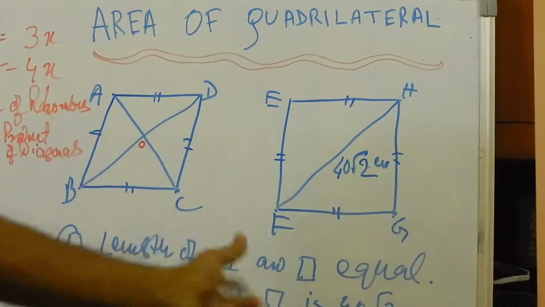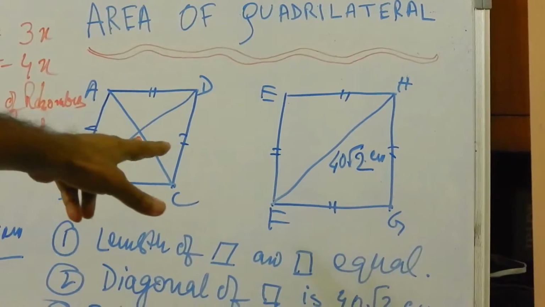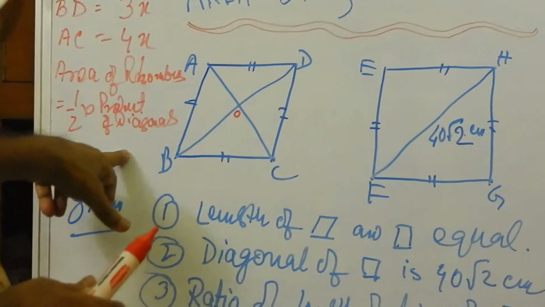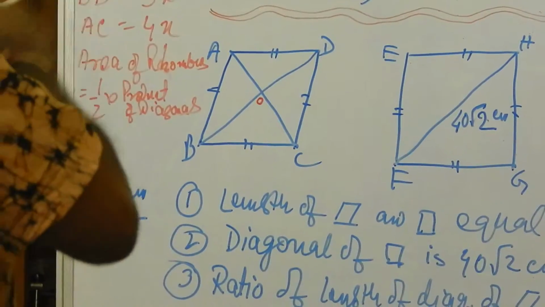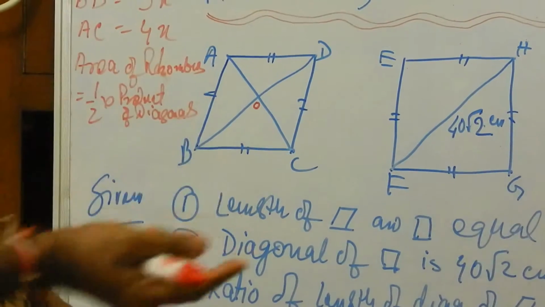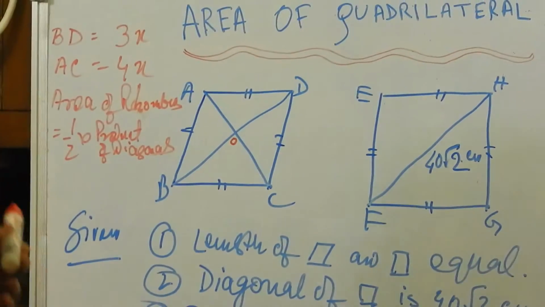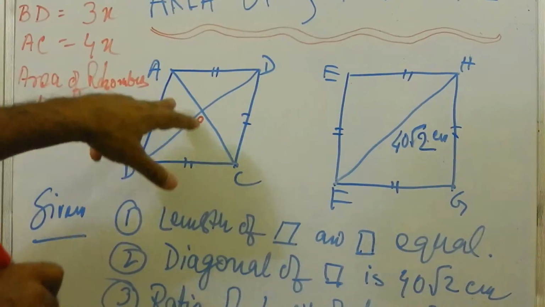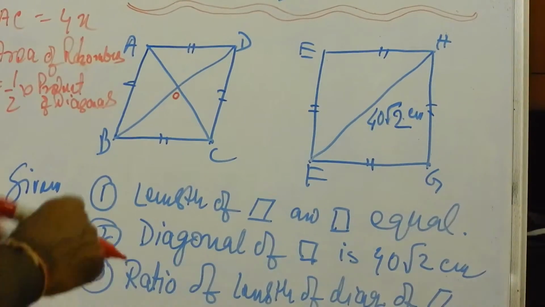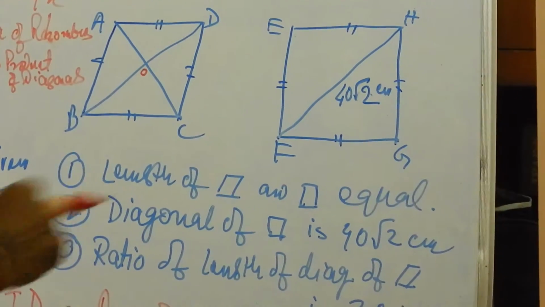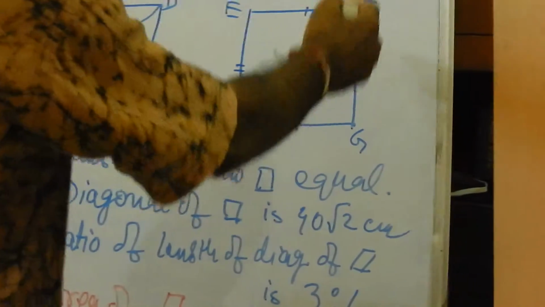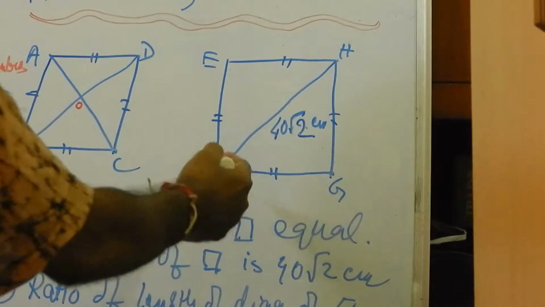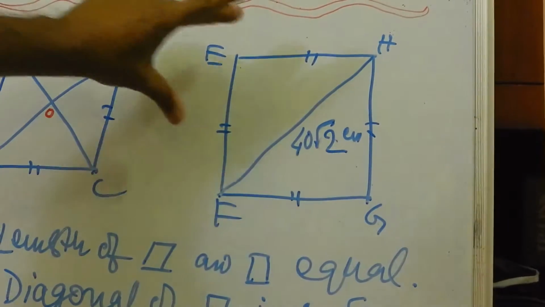But in the previous sums, this formula was not applicable, because in those cases the diagonals were not available and there was no provision for deducing their length. So here we will concentrate on the diagonal, and the clues are like that. So from the second clue we can take that this is the diagonal, 40√2, and this is a square.